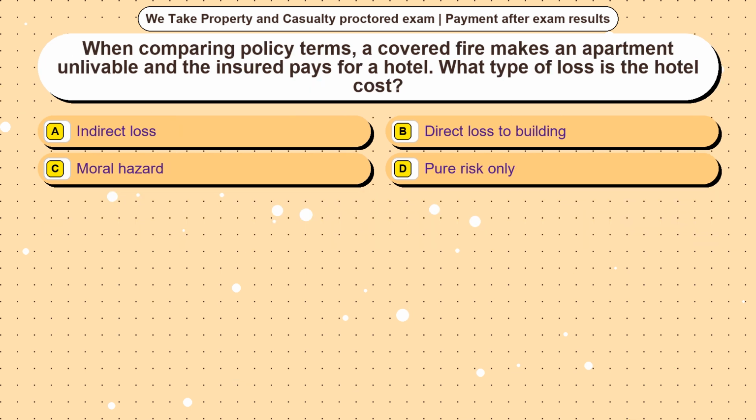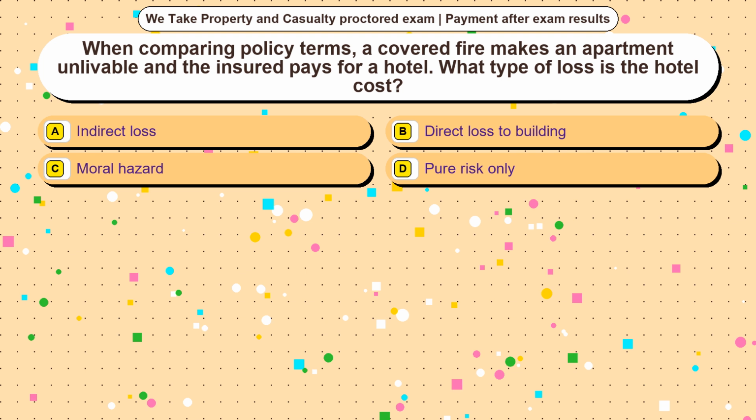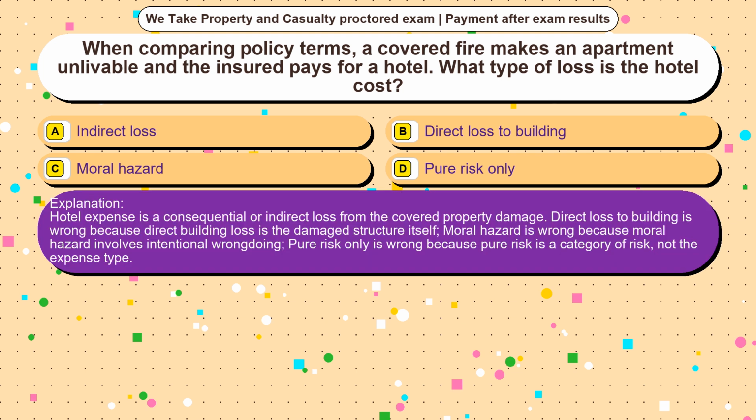Question 22. When comparing policy terms, a covered fire makes an apartment unlivable and the insured pays for a hotel. What type of loss is the hotel cost? Option A, indirect loss. Option B, direct loss to building. Option C, moral hazard. Option D, pure risk only. The correct answer is option A. Hotel expense is a consequential or indirect loss from the covered property damage.